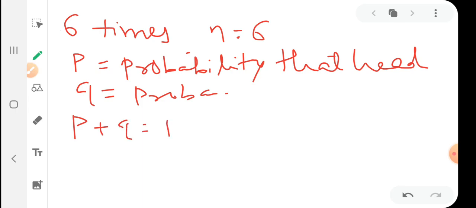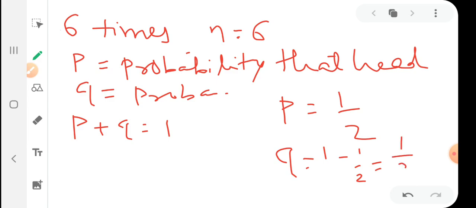Now if I toss one coin, what are the chances that I get a head? Simple, we use simple probability: P is 1 by 2. Out of 2, 1 must be there, either head or tail. So 1 by 2 is the probability of success, and Q is 1 minus 1 by 2, which is again 1 by 2. So in the coin problem, the probability of success and the probability of failure are both the same, 1 by 2. Okay, understood?